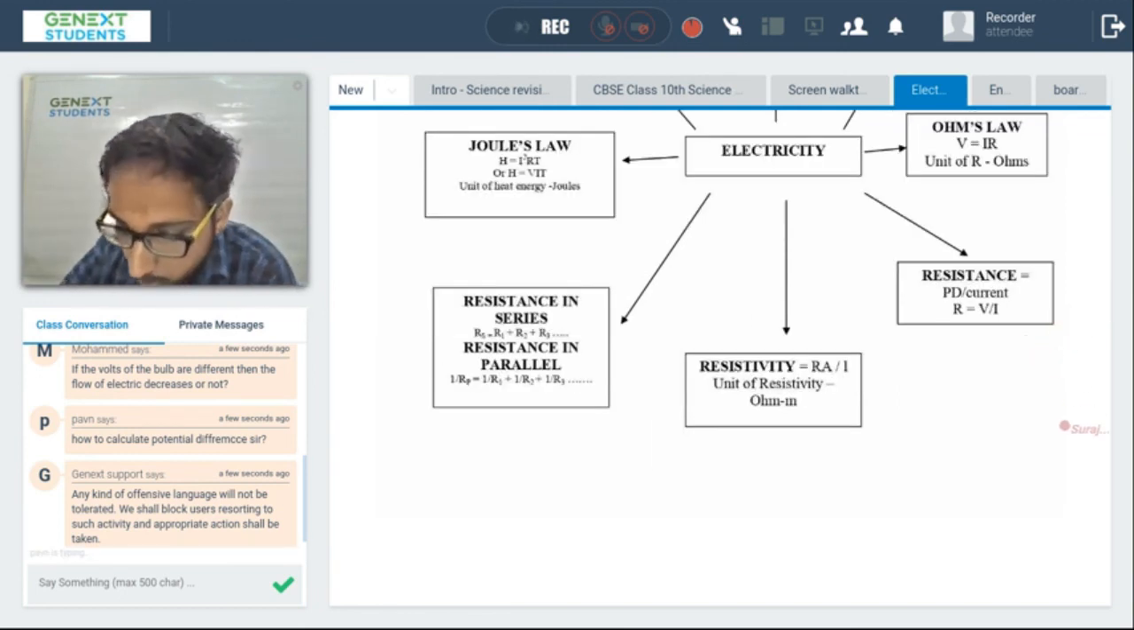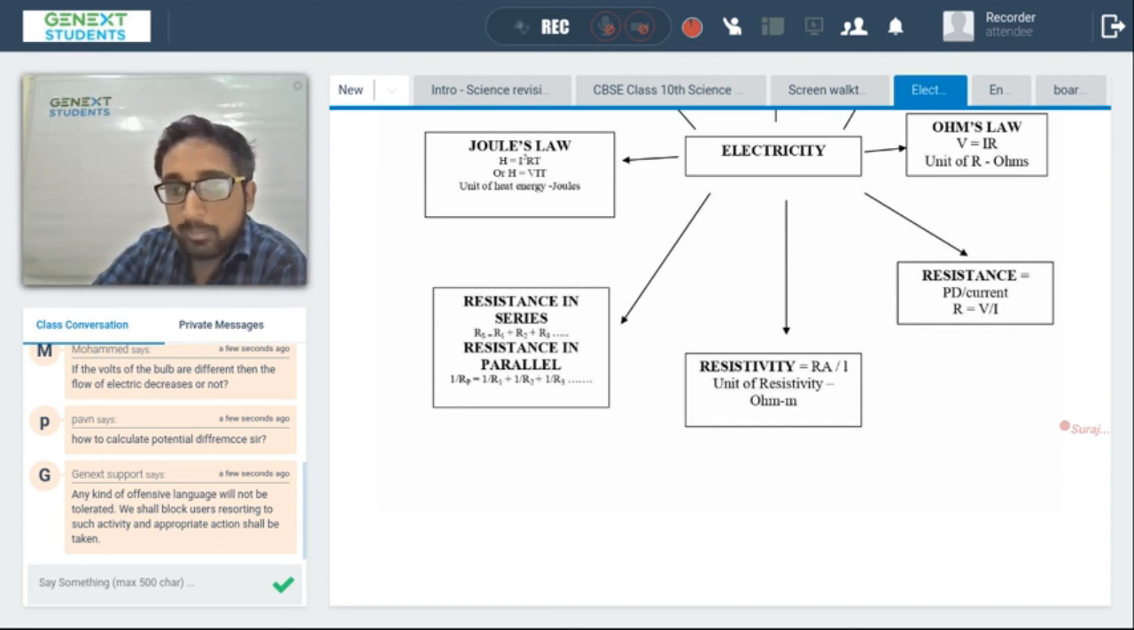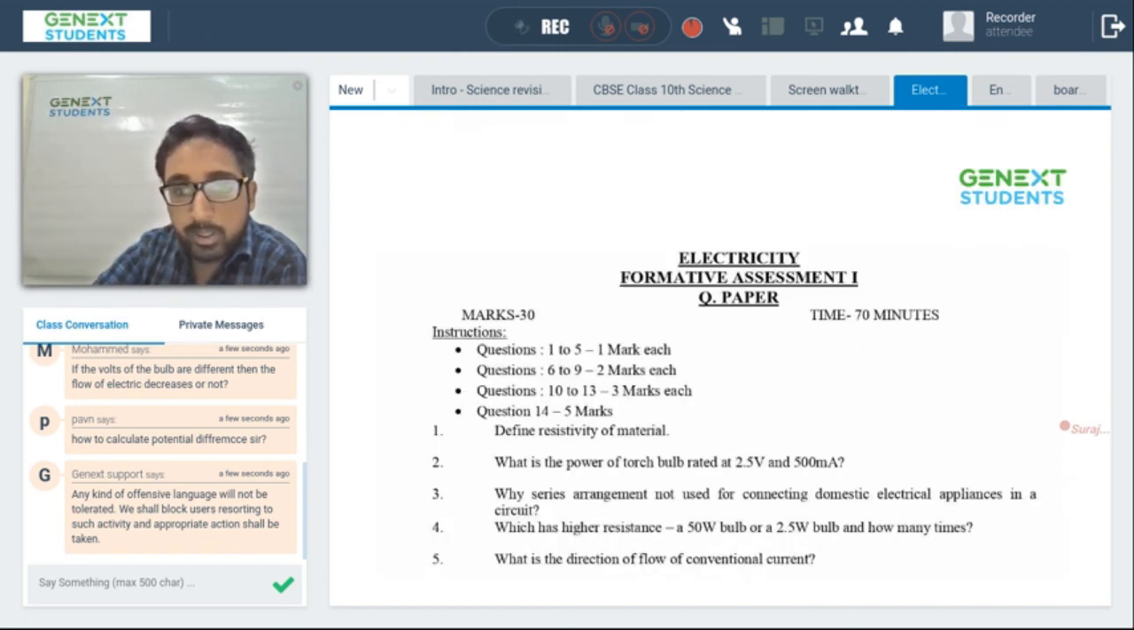All right, I think we have covered almost everything from my side. I think this is the maximum topic which comes across. Do we have anything after the mind map? We don't have formative assessment, question papers, like that. So if you need question papers, you can anytime contact Genext. You just contact or mail us. We will get back to you with the question papers.